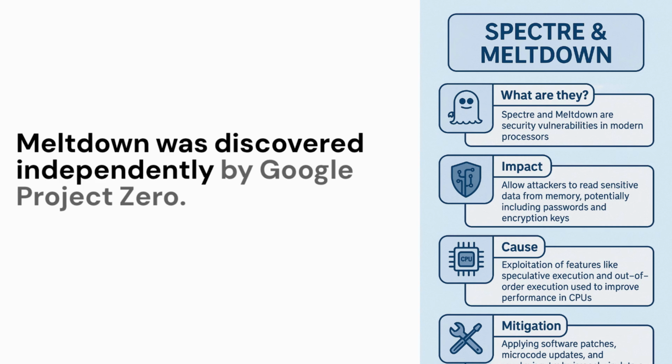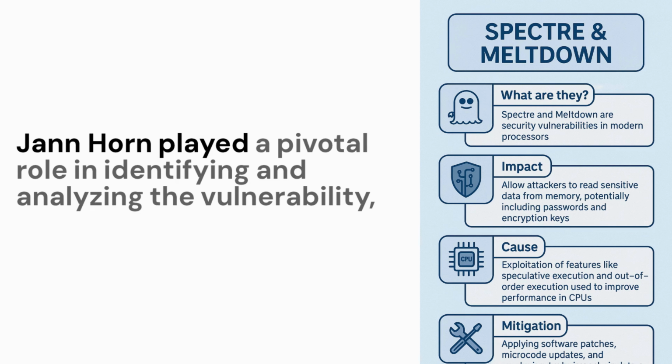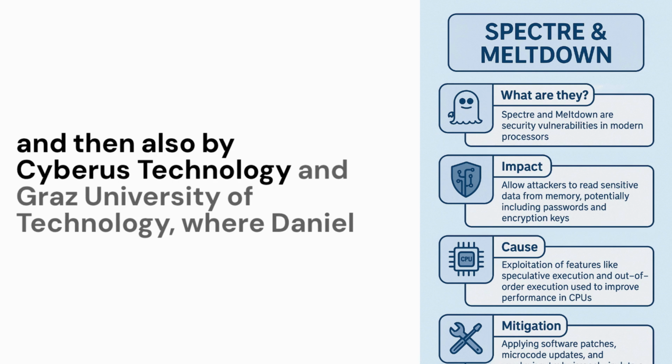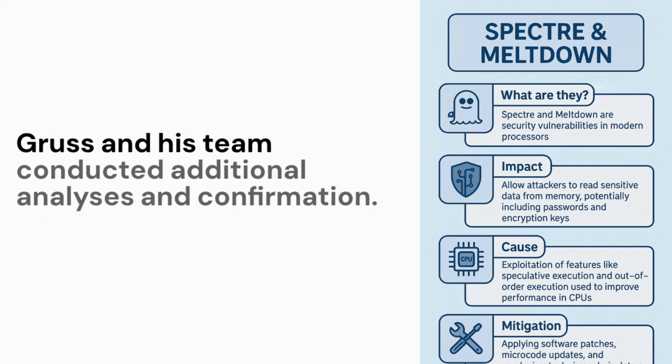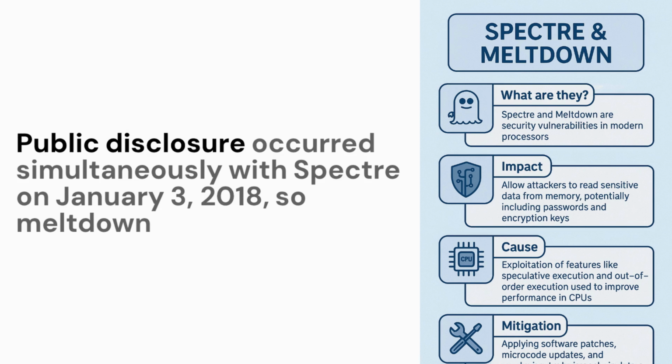Meltdown was discovered independently by Google Project Zero. Jann Horn played a pivotal role in identifying and analyzing the vulnerability, and then also by Cyberus Technology and Graz University of Technology, where Daniel Gruss and his team conducted additional analyses and confirmation. Public disclosure occurred simultaneously with Spectre on January 3, 2018.